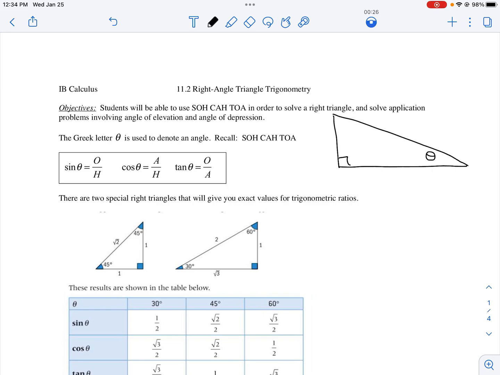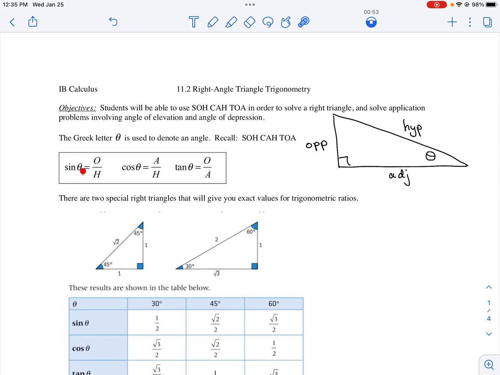If I call this angle theta, okay, and theta is just a Greek letter that is typically used to describe an angle. This side is the opposite. This one is the adjacent, and the hypotenuse is always across from your right angle. So what SOHCAHTOA stands for is the sine of that angle.